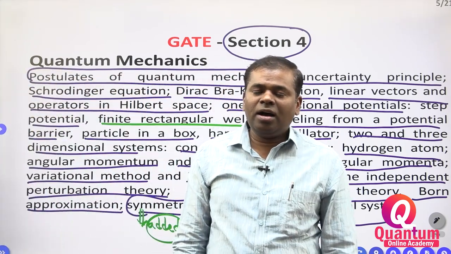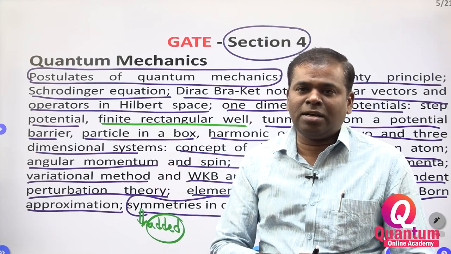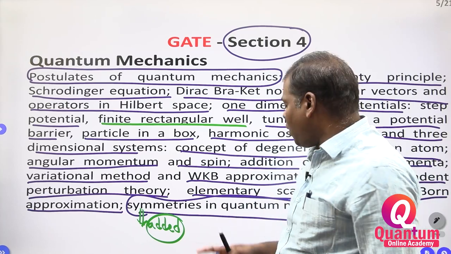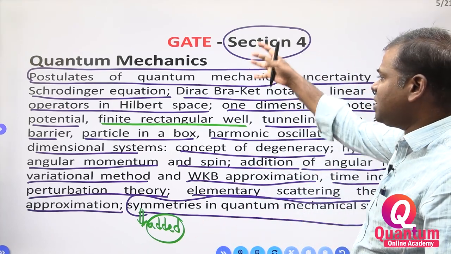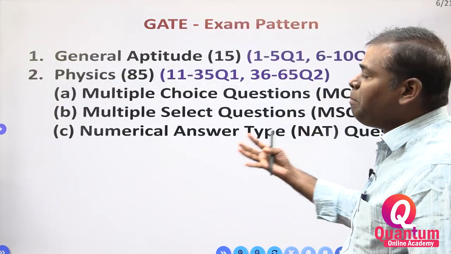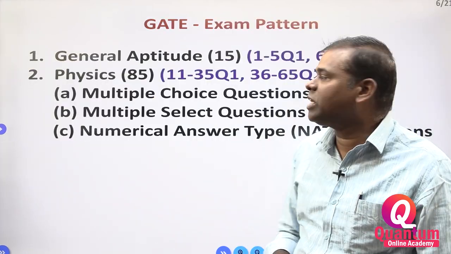Here in CSIR also the syllabus is not there, but in your MSc people are learning the symmetry in quantum mechanics of the system. This is the GATE syllabus. Clear? Now you have to see the GATE exam pattern.